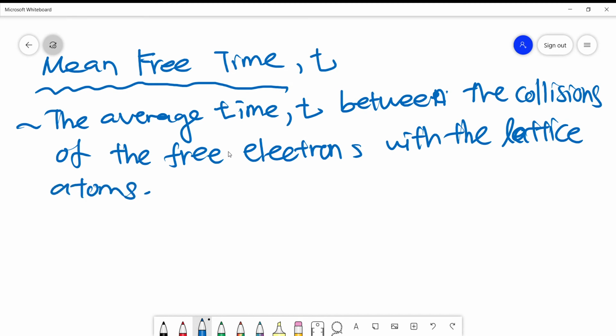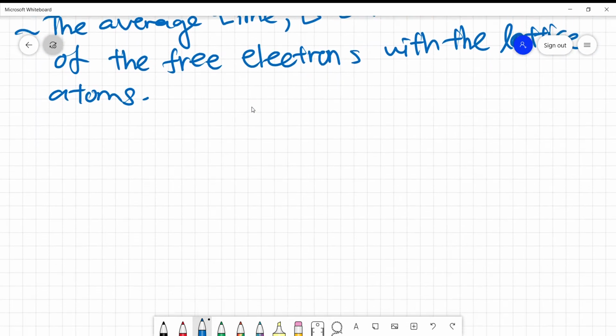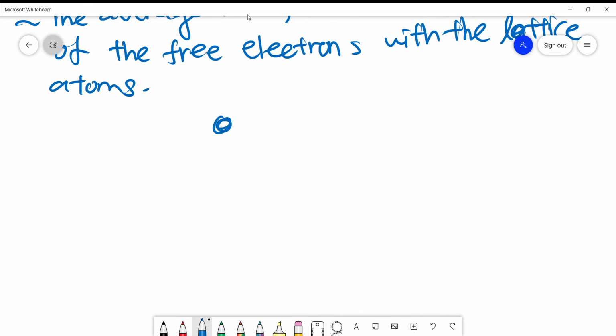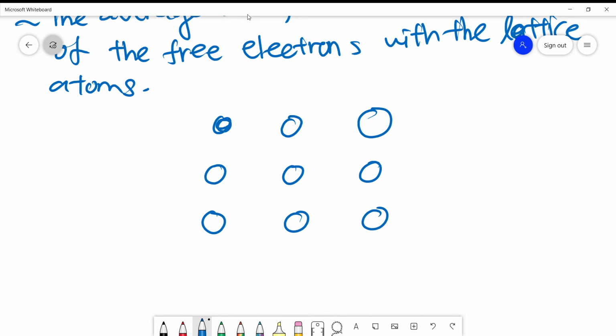So basically the mean free time is the average time between the collisions of the free electrons with the lattice atoms. Let's say I have my lattice atoms: first, second, third, fourth, fifth, sixth, seventh, eighth, ninth. This is the lattice atoms which exist inside the wire, and let's say the free moving electron is moving this way.